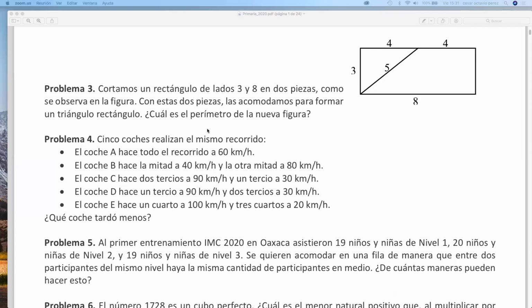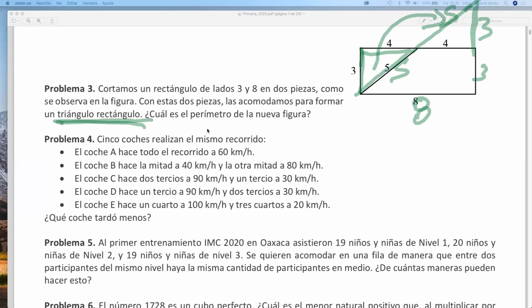24. Sorry, I didn't hear you. 24. Yes, 24. If we arrange this triangle, we need to put it here. So we will have 3, 3, 5, 5, and 8. Okay? Triangular rectangle means right triangle.